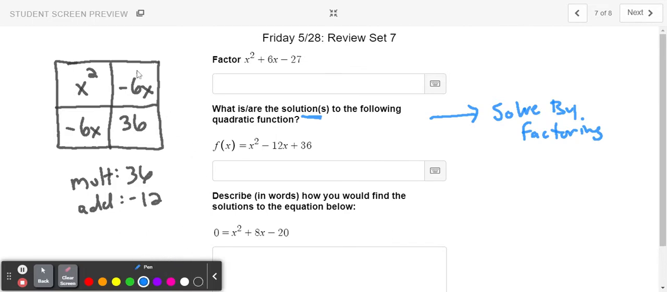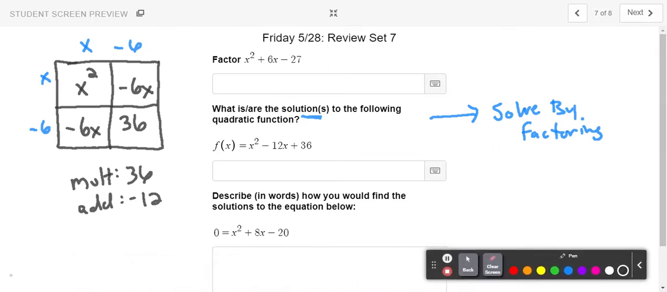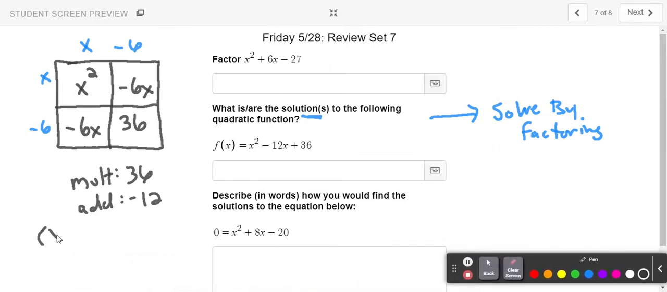So working inside out, this is x times x. This is negative 6 times x right here. This is negative 6 times x over there. And my factors are x minus 6 times x minus 6. Here's where we need to continue. So we're going to go one more step here. We're not just factoring, we're solving.